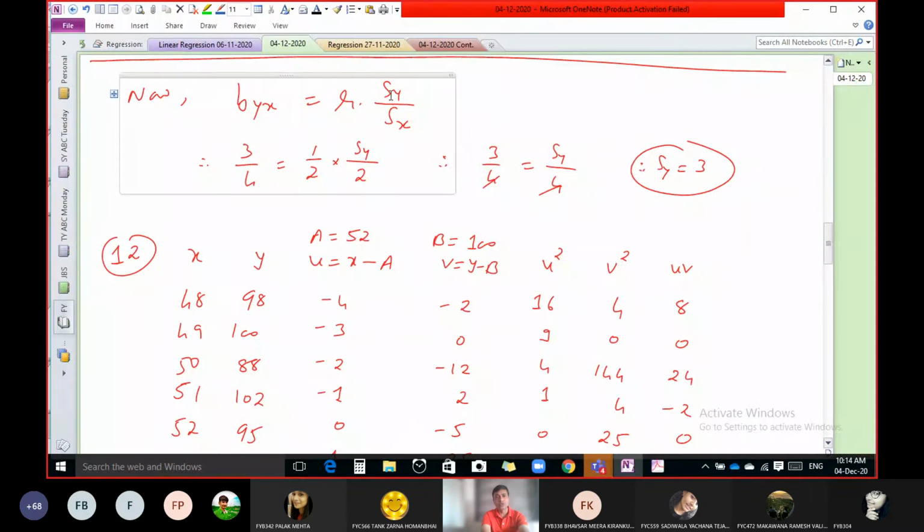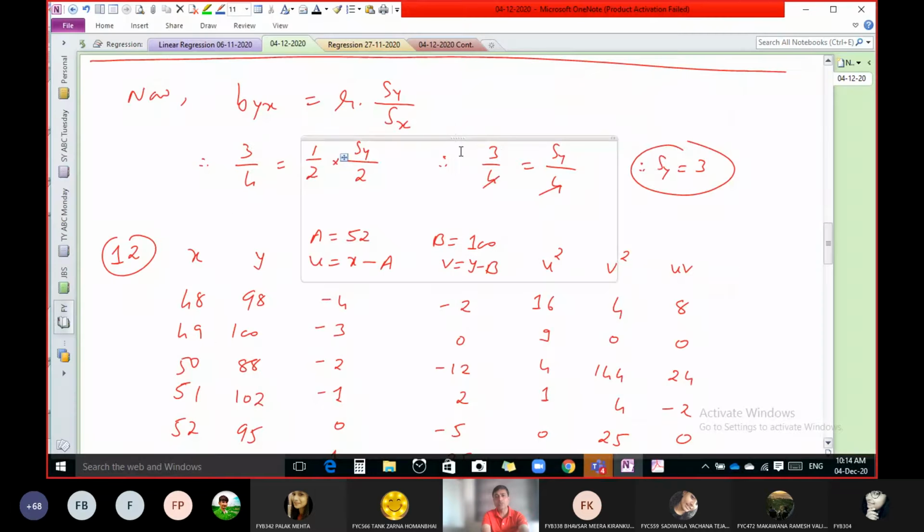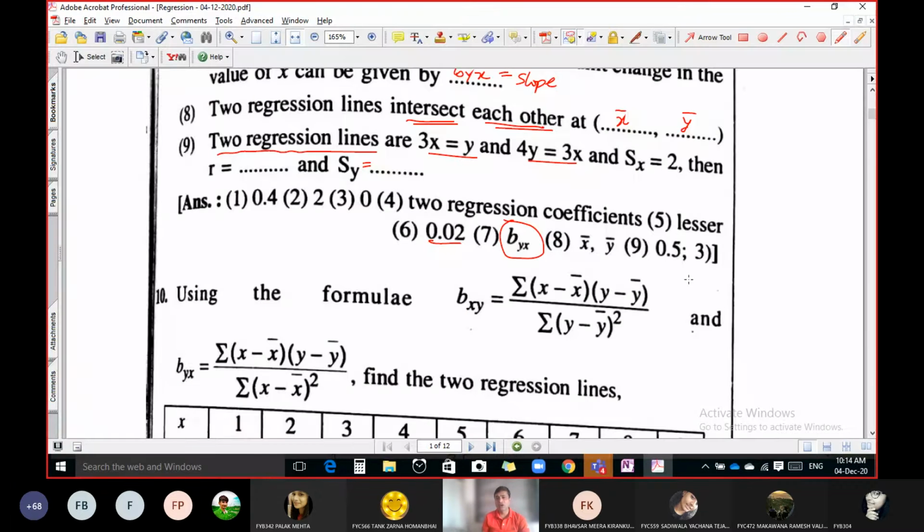r is 1 by 2. The standard deviation of y is unknown, but the standard deviation of x is given in the question as 2. So let us put the standard deviation of x as 2. What do we get? 3 by 4 equals sy upon 4, and you can cancel this 4. So we get the standard deviation of y equal to 3, and the correlation is 1 by 2, that is nothing but 0.5. So we have the value of r and the standard deviation of y.